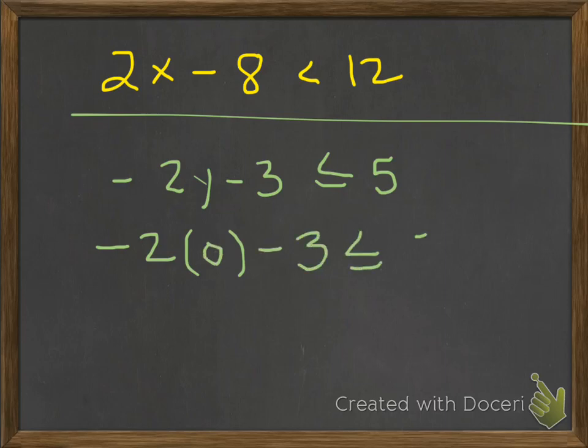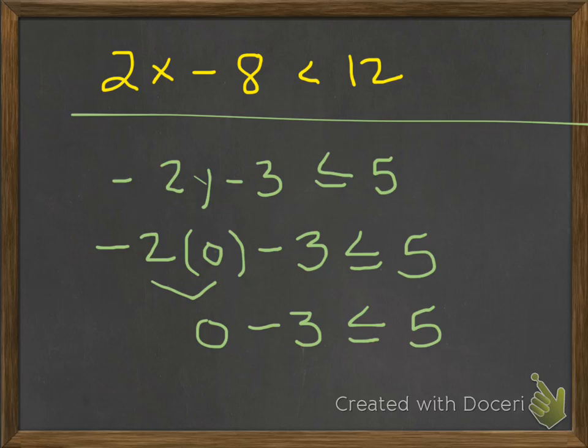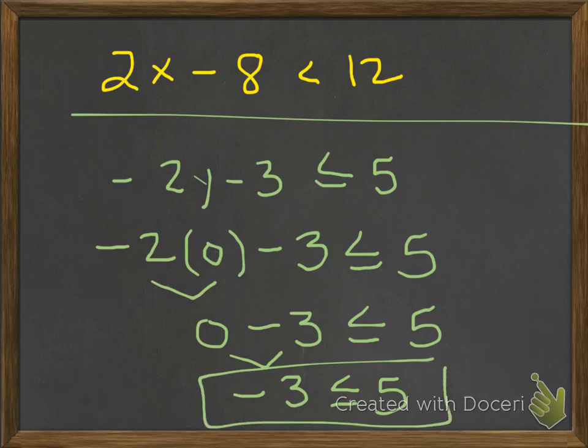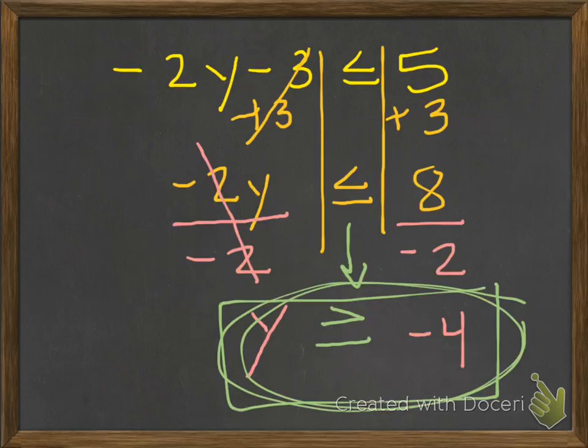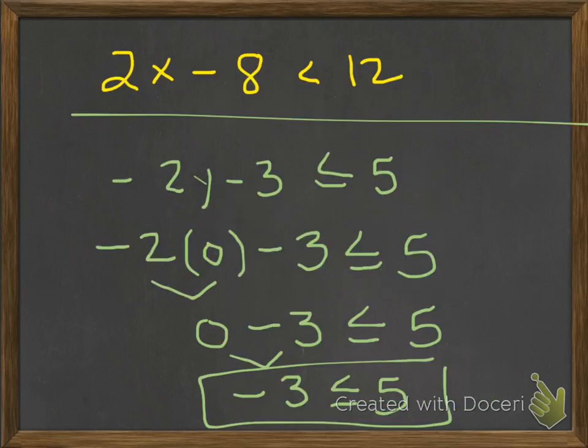And I'm going to see if this is true. -2 times 0 is 0, minus 3 is less than or equal to 5. 0 minus 3 is -3, and that is less than or equal to 5, so this is a true statement. Had I not flipped my sign at the end, I would have used numbers that were smaller than -4, and this would not have been a true statement. So that's why. Your turn to practice.